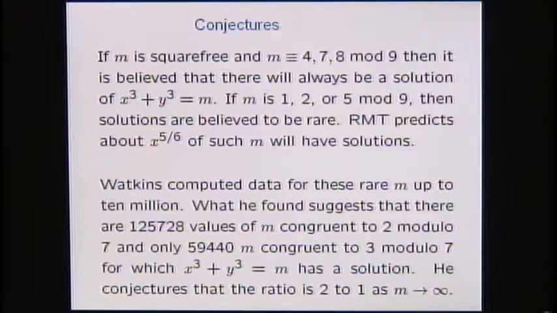Where this comes from is, well, there's elliptic curves here. I haven't said anything about elliptic curves, but really x cubed plus y cubed equals m is an elliptic curve. And what we're talking about is ranks of elliptic curves. And you get a family of elliptic curves as m varies, x cubed plus y cubed equals m. M is sort of the parameter for a family.